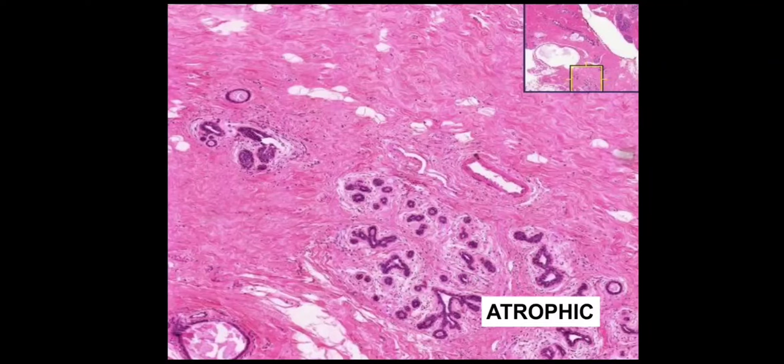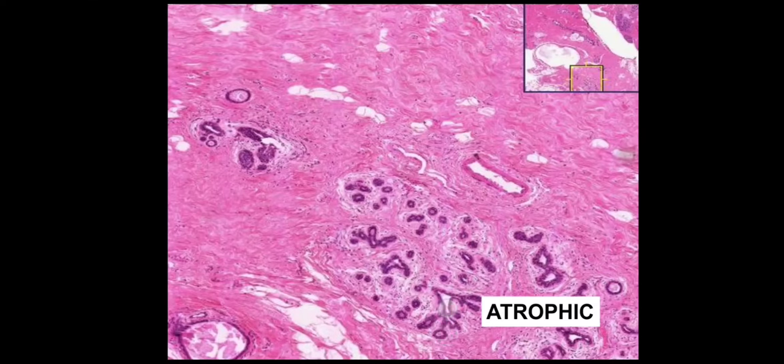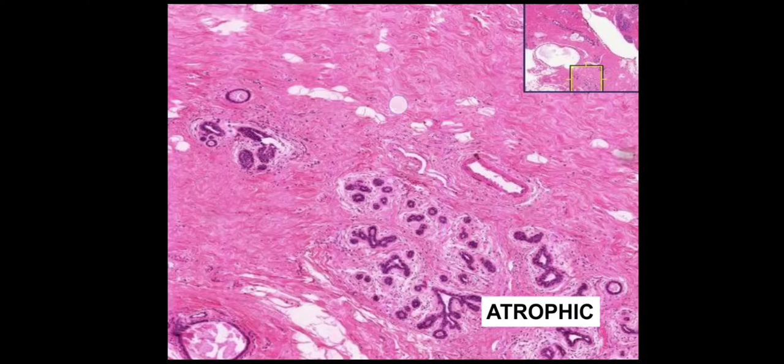Now there is an atrophic phase where glands will decrease. So what you are seeing here is a very small number of tubular structures and a few elongated ducts, and then the lobule is also surrounded by atrophic fibrous tissue, and the stroma will be comparatively more. So the big thing here is the stroma. This will be more.